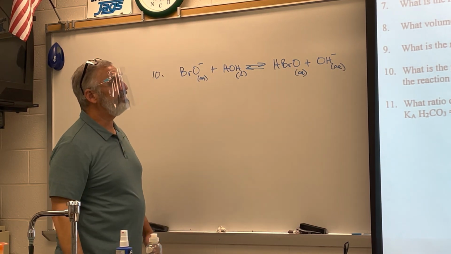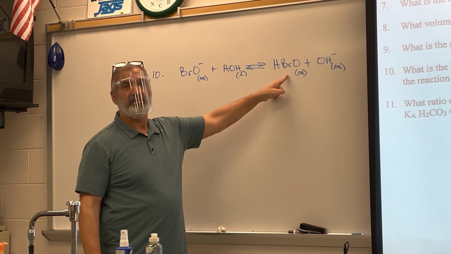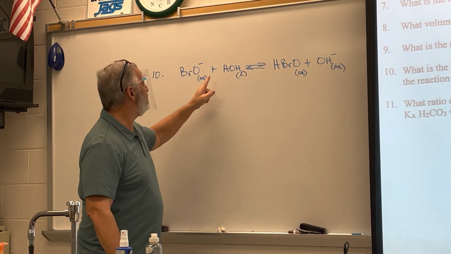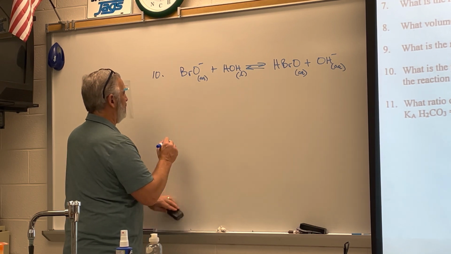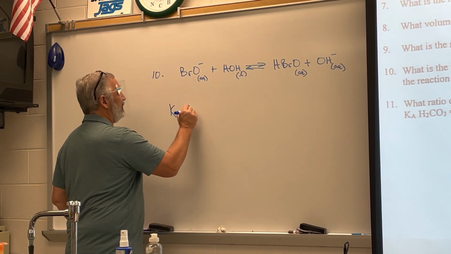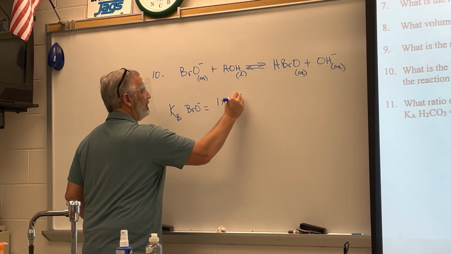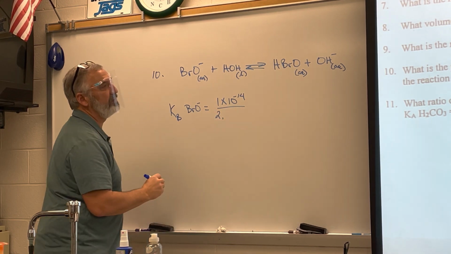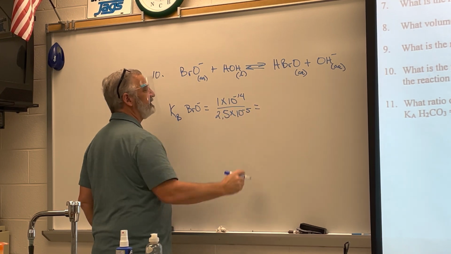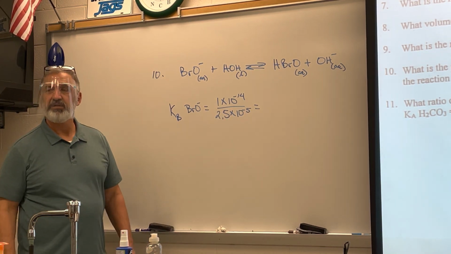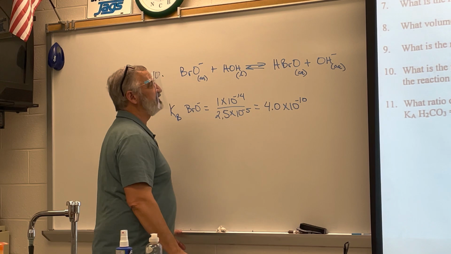Okay? Now this is a base, but they give you the Ka of this. Well, what do I need? Kb. The Kb of that. So how do I find the Kb of BrO minus? And that all turns out to equal 4 times 10 to the negative 10.